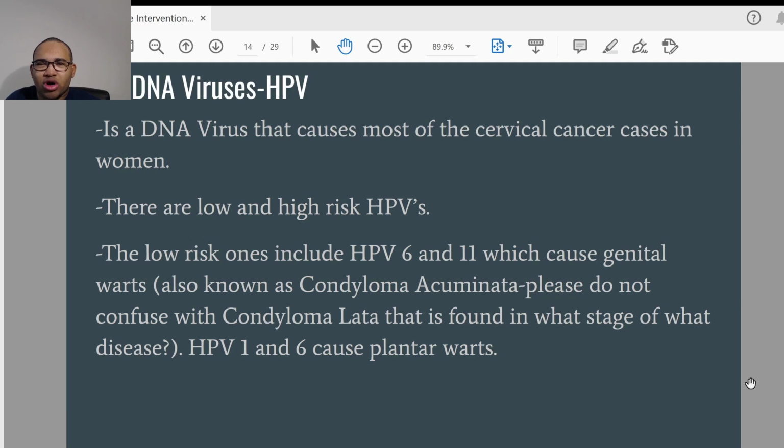And remember the genital warts, right? They are called condyloma acuminata. Please don't mix it up with condyloma lata. Remember, condyloma lata is one of the findings in secondary syphilis, right? Just one of those things, again, you don't want to mix up on your test.